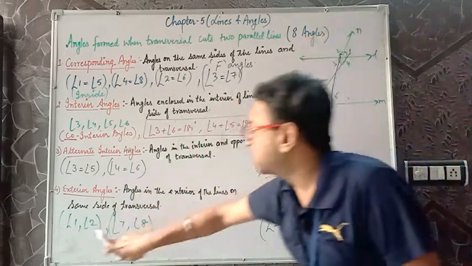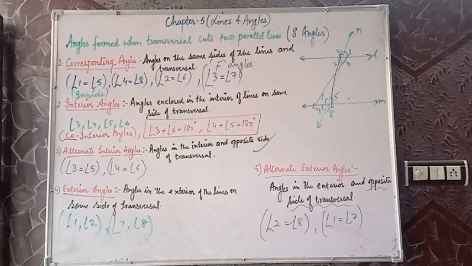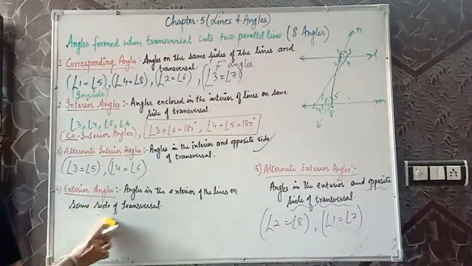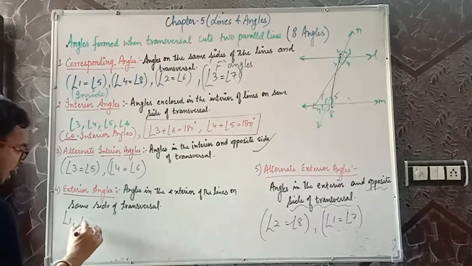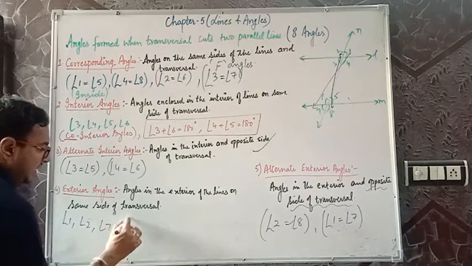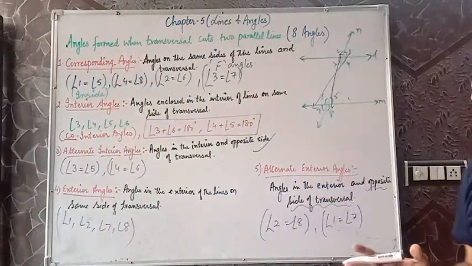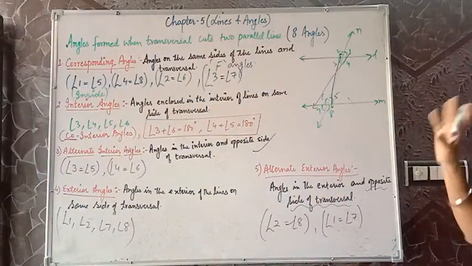So we can have alternate pairs like this. Basically, no need to make the pairing here. Just write down angle 1, angle 2, angle 7, angle 8. They all are alternate angles in exterior angles. Clear? Exterior angles.